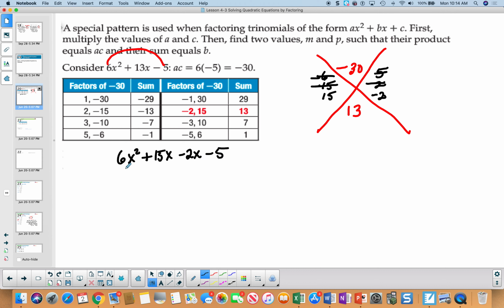And now we're going to do some GCF for the first two terms. So that's going to be 3x, and then it'll be 2x plus 5. And notice that this has a common factor of negative 1. And if I take that out, I'm going to have this. Now I'm going to pull out the 2x plus 5. And then what I have left is a 3x minus 1. And this is what we call factored form. So this is our trinomial that has been factored.